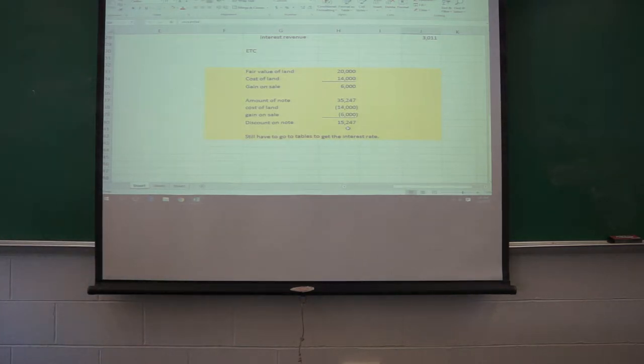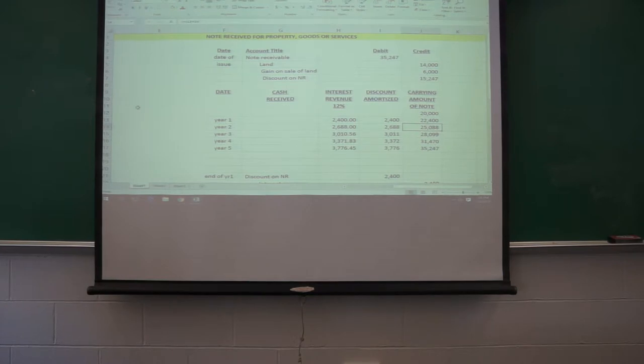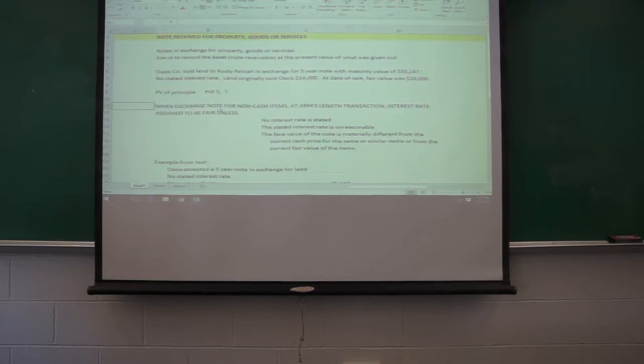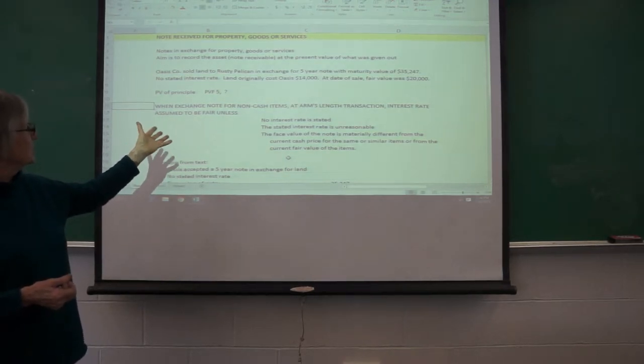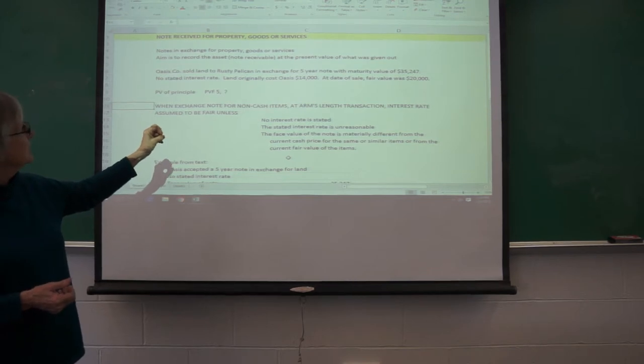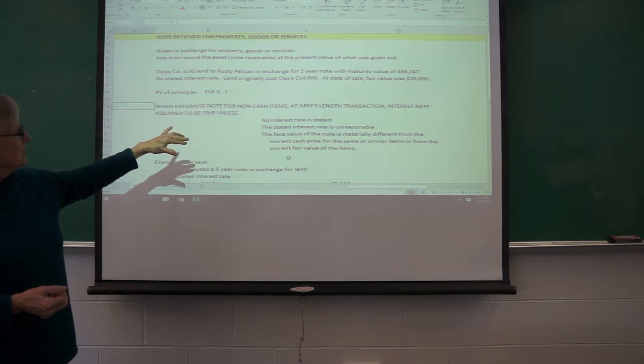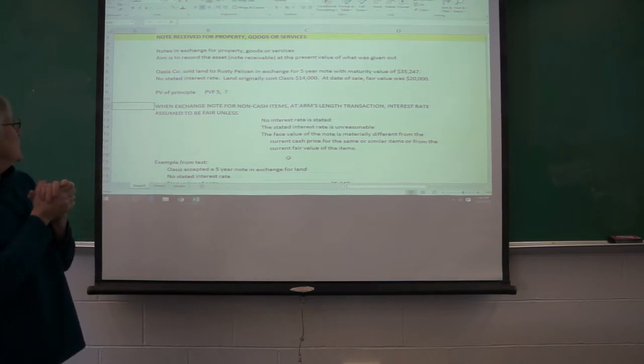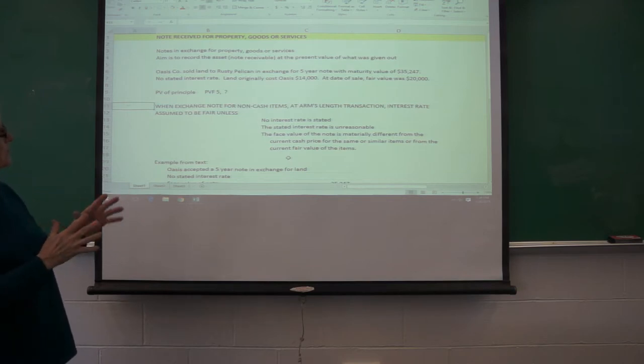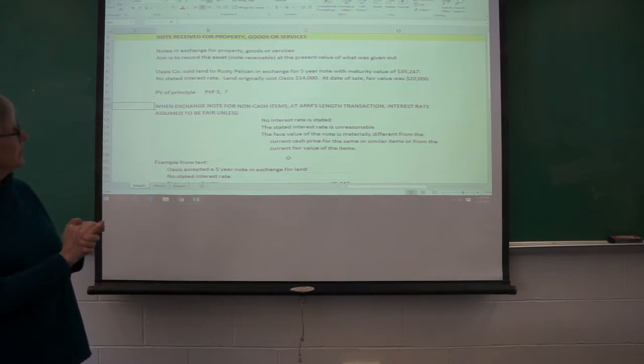So now we can go back to the problem here. When you're exchanging the note for non-cash items, they give you some stipulations on the interest rate, whether the interest rate is assumed to be fair, unless there's no interest rate stated, which is the case here, so you have to look it up. The face value is materially different from the cash price for the same or similar item. So here we do have to determine the interest rate, and that, again, is like, go back to Chapter 6. You can do the present value or the future value to get that rate.